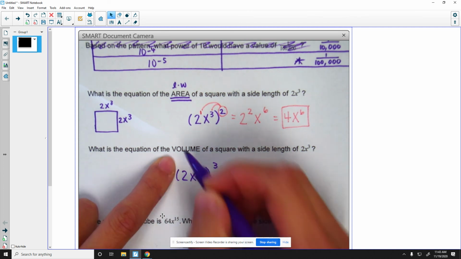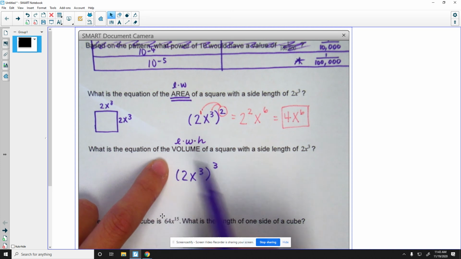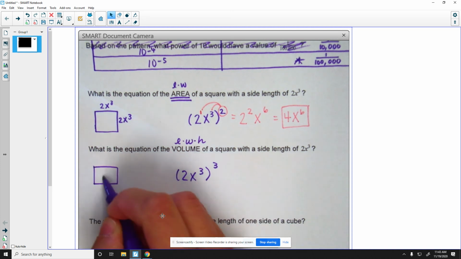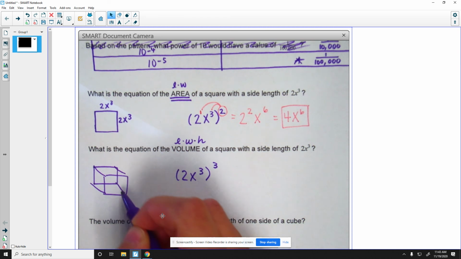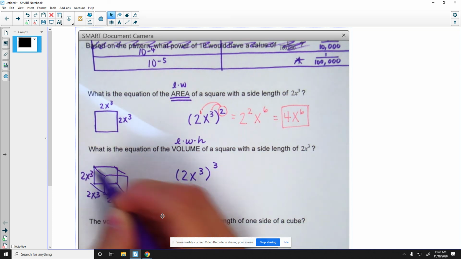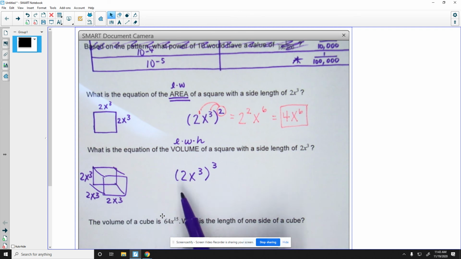To the third power, because isn't volume length times width times height? And so if I have a square, or a cube, they're all the same length, right? All of the side lengths are the same. So I have 2x to the third, 2x to the third, 2x to the third. So I'm doing 2x to the third times 2x to the third times 2x to the third, which is really just 2x to the third in parentheses to the third power.